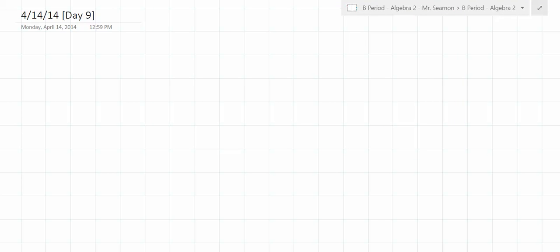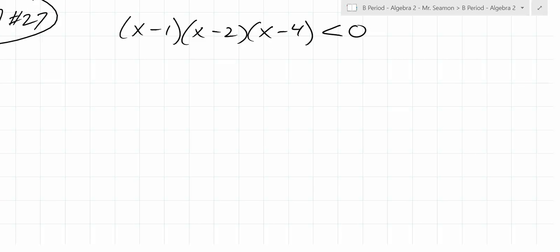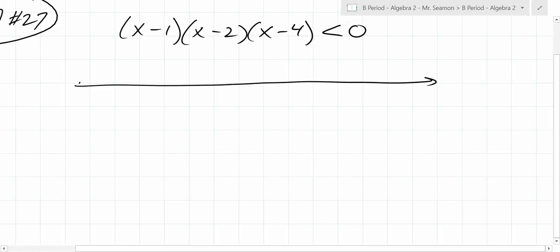Okay, 27 says, solve each inequality and graph the solution set. So this one's a little different, but can someone tell me what's one thing that's actually kind of nice about 27? Okay, so remember, you're making that number line, and you can already put 4 numbers on there. What are the 4 numbers you can put on there? 1, 2, and 4. You have 1, 2, and 4.